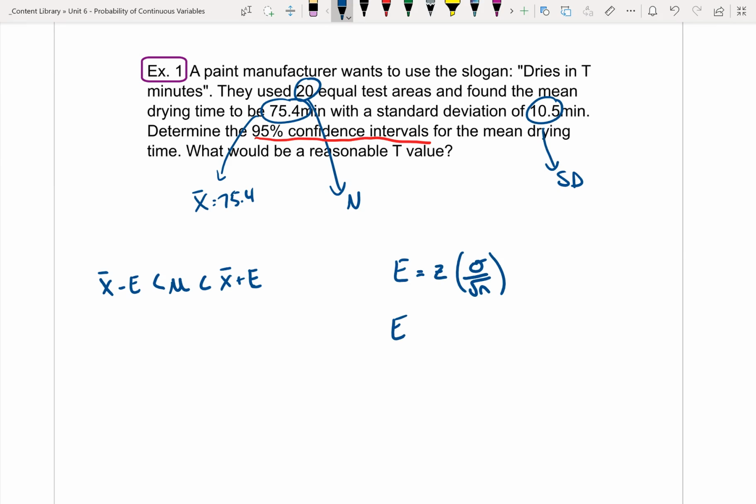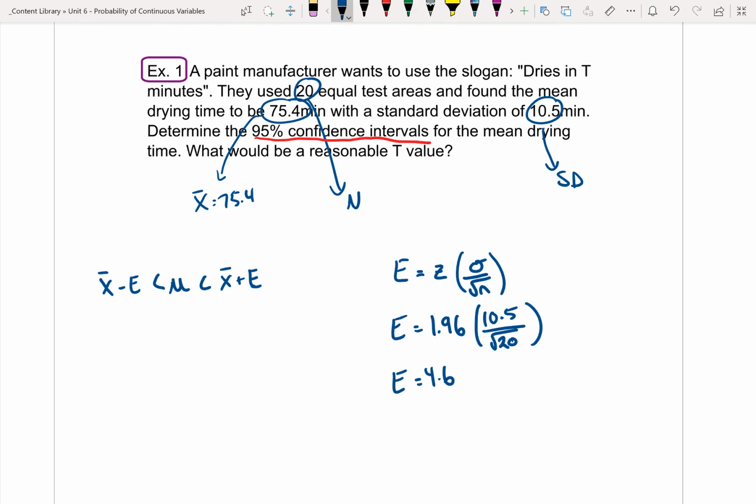So e, my z-score, because it's 95%, going back to the table on the last page, will be 1.96. Standard deviation is 10.5 divided by the square root of 20, or the total number of data points. And this tells me that e is equal to 4.6. So I can take this e value now and plug this into my confidence intervals.